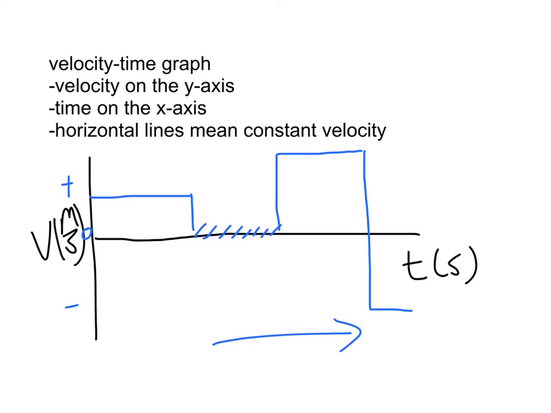Any kind of switch in direction is going to happen around here, where you go from being positive to being negative. And if you're stopping, again, it's not going to be absolutely instantaneous in real life, but these are ideal graphs. You're just going to use these straight little lines to show the jumps.